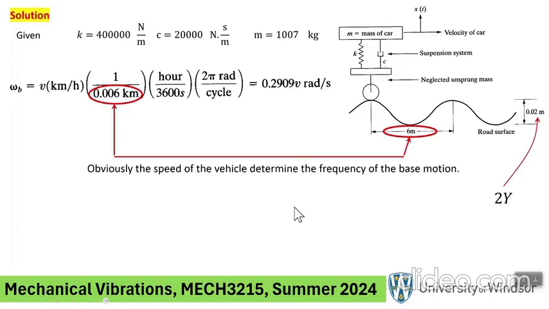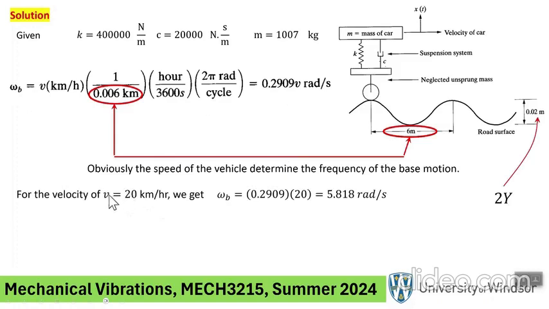Suppose now the car is moving with a speed of 20 kilometers per hour. So for the frequency omega_b, just plug in 20 here, and you get 5.818 rad per second. And then what we want to find is the big X. We have big Y, we want big X.